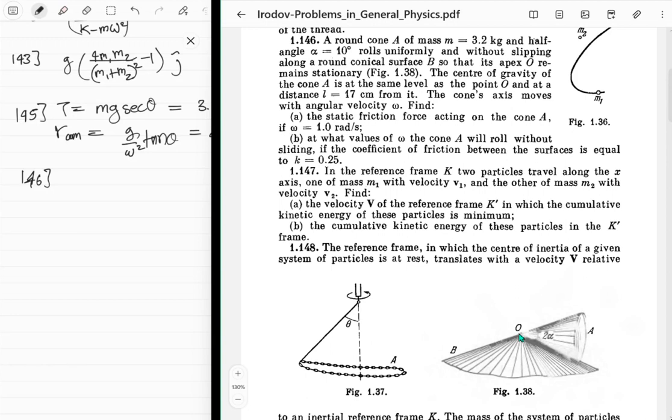In 1.38. Okay, sorry. What question was this? 146, right? The inertia. We don't know what the inertia is. And is this a hollow cone or what? From the figure, it looks like it's not hollow. So if it's not hollow, you have to find the inertia and then figure out the actual torque, that's the vector. First of all, let's see if we can actually figure out the torque.